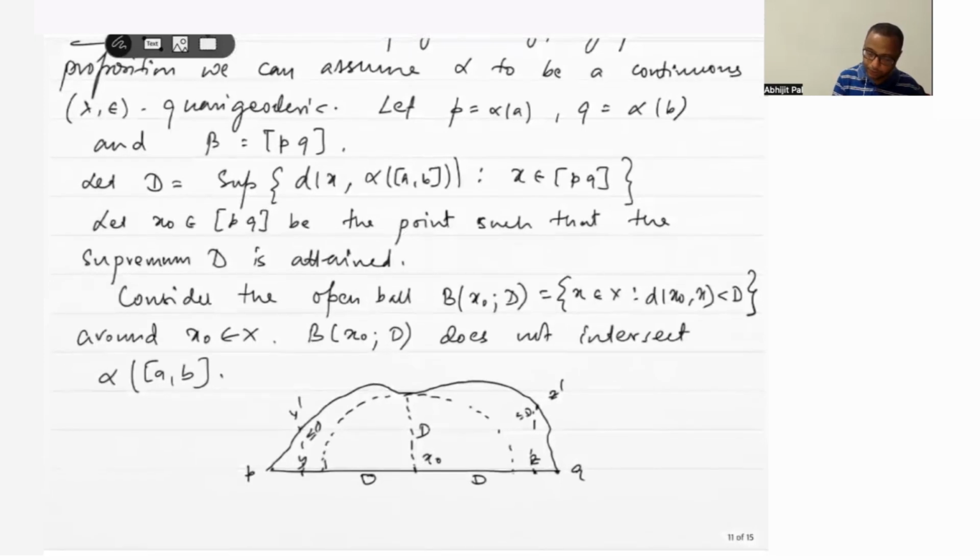Now consider the open ball around X naught of radius D. First of all, note that because we have taken D to be the supremum, this open ball does not intersect alpha. So we have a picture here. This is my beta and this one is my alpha, and this ball does not intersect alpha.